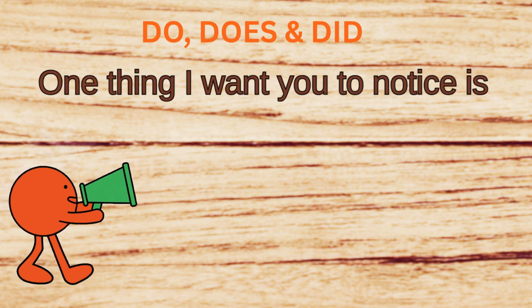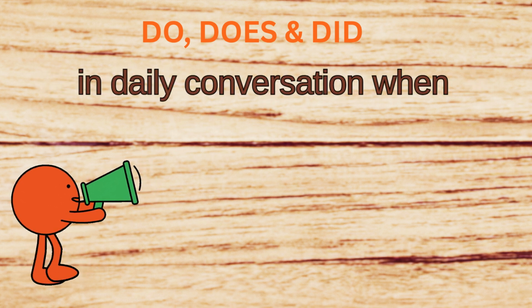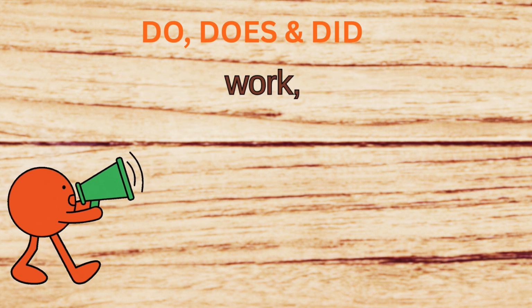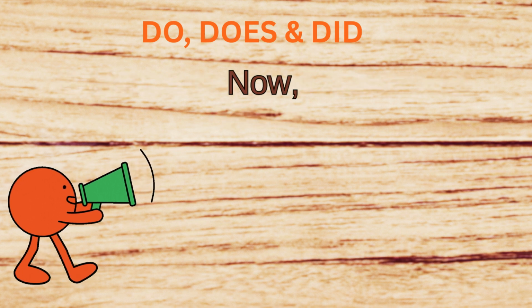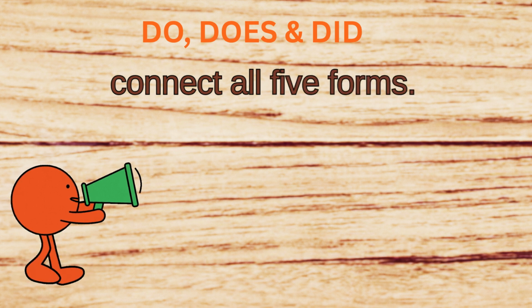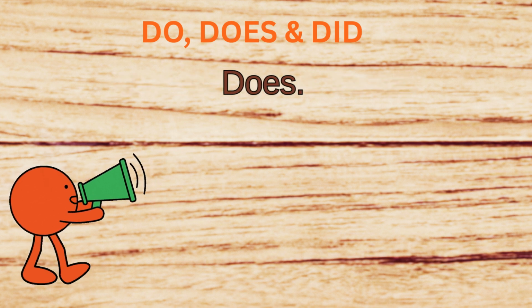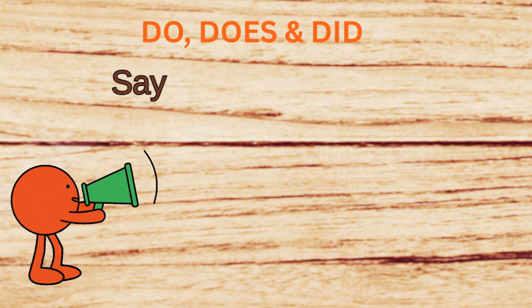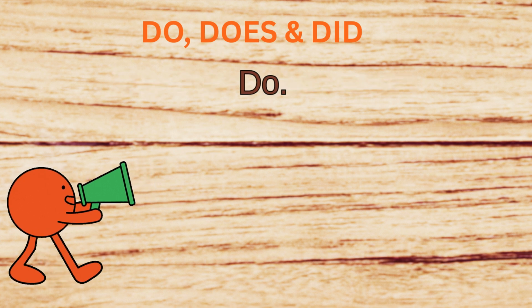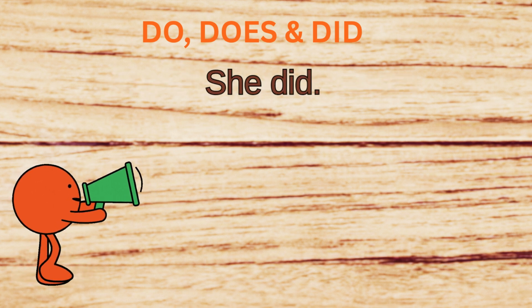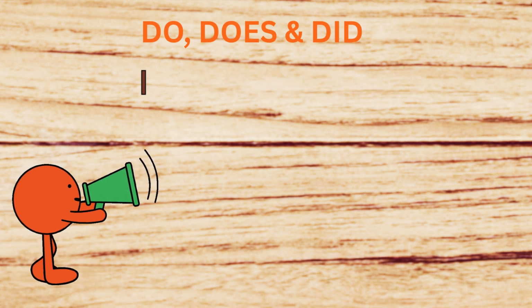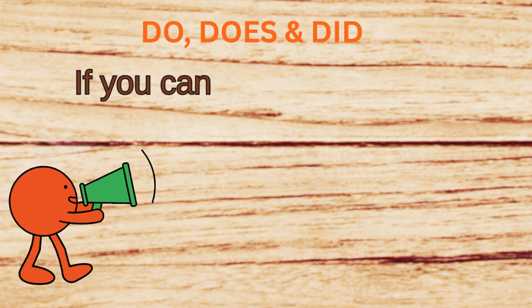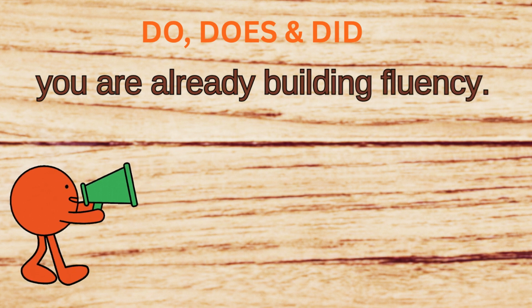One thing I want you to notice is that doing often appears in daily conversation when people talk about life, work, progress, and effort. It gives a sense of action and motion. Now let's slow down and connect all 5 forms. Do, does. Did, done. Doing. Say them with me in your mind. I do. She does. They did. The work is done. I am doing it now. If you can hear the pattern, you are already building fluency.